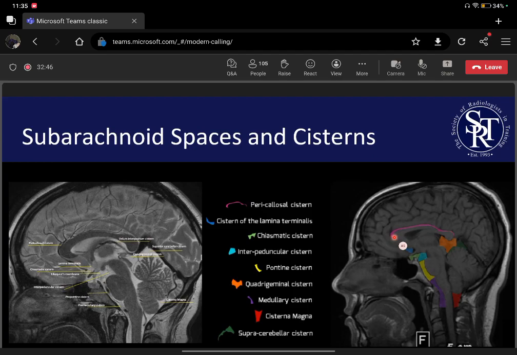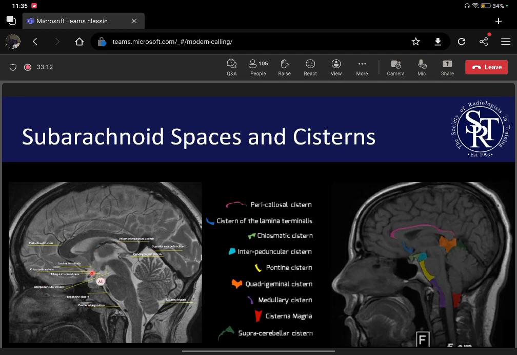We'll start off here with this pink structure, running along the corpus callosum. So that's our pericallosal cistern. You can see here on this T2 sequence, we've got this thin membrane. That's our lamina terminalis, sitting anterior to the third ventricle. And just in front of that, this dark blue space represents the cistern of the lamina terminalis.